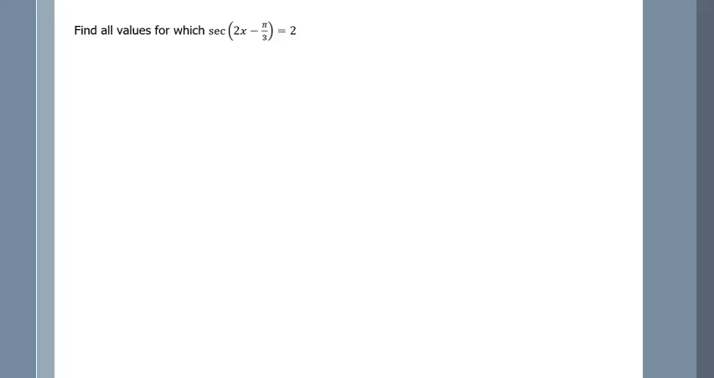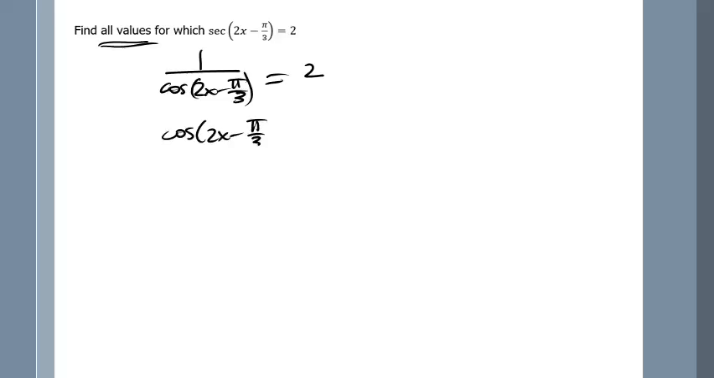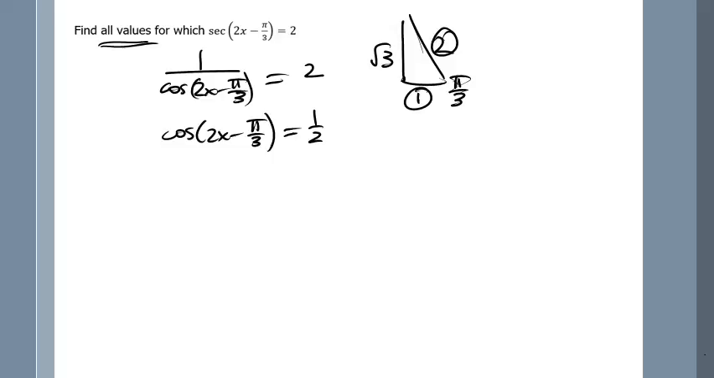With this question, once again, it says find all values. So we're looking for a set of solutions, not just on a restricted domain. The first thing I'm going to do, 1 on cos of 2x minus pi on 3 is equal to 2. We flip it upside down, so we get cos of 2x minus pi on 3 is equal to 1/2. If we want to know where cos equals 1/2, we use our special triangle. We can see here 1 over 2, that must be adjacent, and then that's our hypotenuse. So my primary angle must be pi on 3.